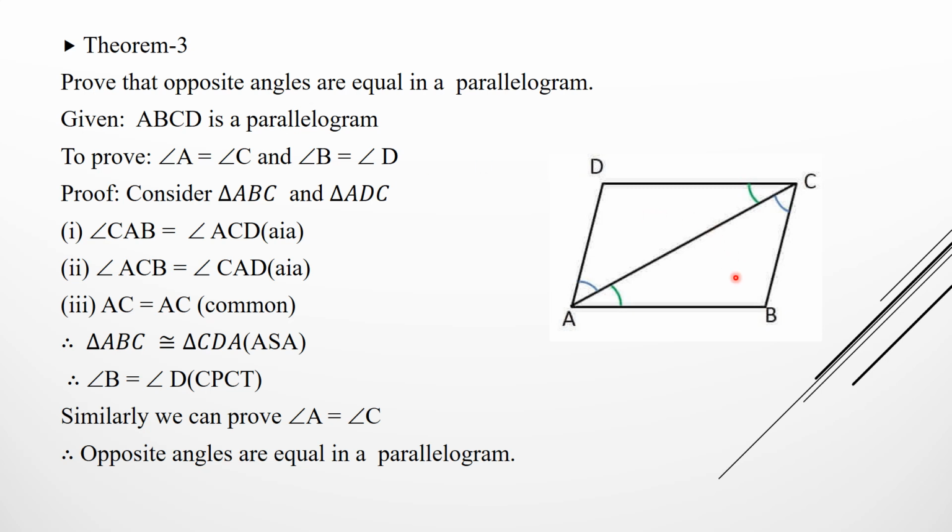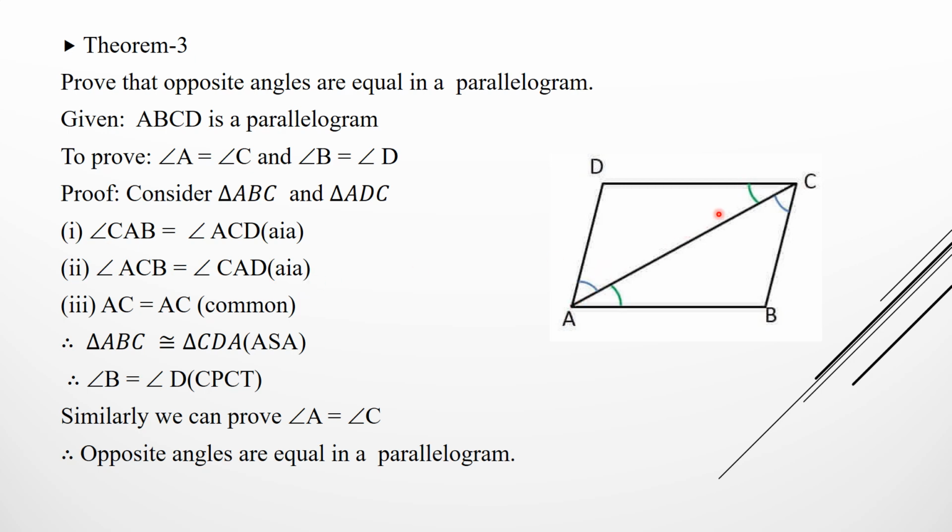Consider the two triangles ABC and ADC. We have AB is parallel to CD and AC is the transversal. Therefore, angle CAB is equal to angle ACD, using the condition alternate interior angles are equal. Similarly, we have AD is parallel to BC, and therefore we can write angle DAC is equal to angle ACB. Again, the condition is alternate interior angle.